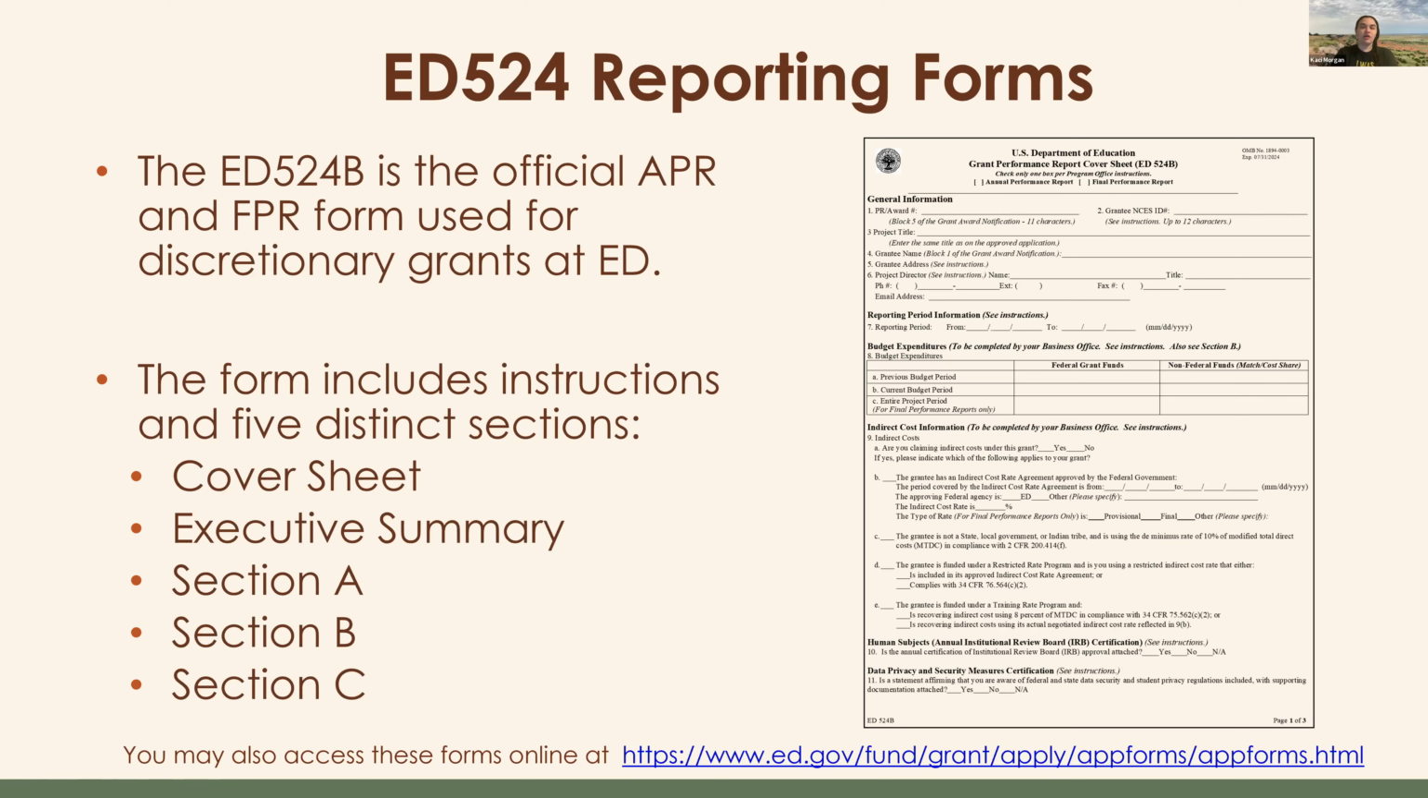Okay, so these are the reporting forms. The ED 524B is the official APR form used for discretionary grants. And if you've submitted APRs previously, the form will look familiar. We will place the appropriate forms in the chat as well so that you can download the Word document of those if you would like to do your brainstorming or do your writing of your report outside of G5. And you can also access these forms with this link on the slide. And when we send these slides to you, you will be able to click on that link as well.